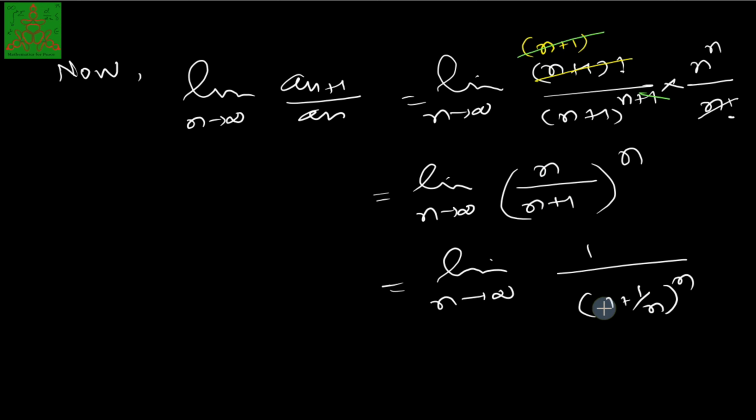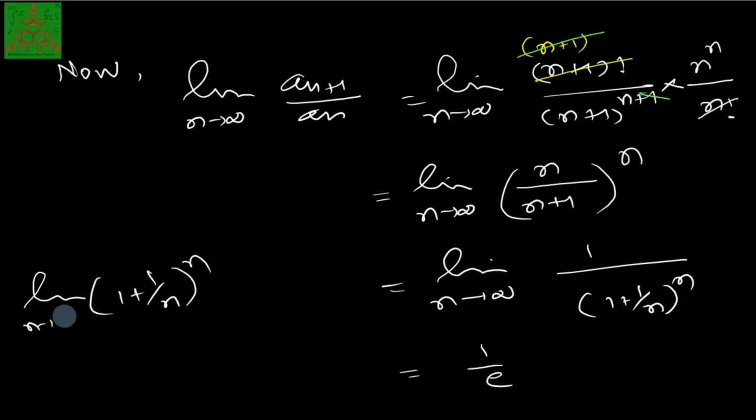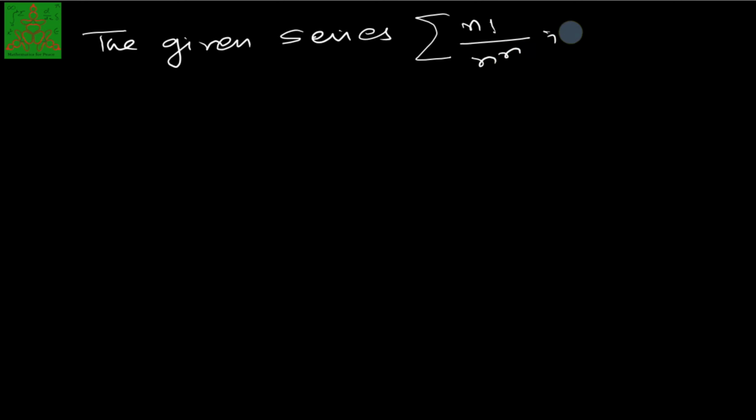And this is a very well known limit, of e, so the answer is 1 upon e. Here I have used the limit 1 plus 1 upon n power n as n tends to infinity is equal to e. This is a very well known limit, and 1 upon e is less than 1, that we know. So therefore the given series, summation of n factorial upon n power n, is convergent by ratio test.